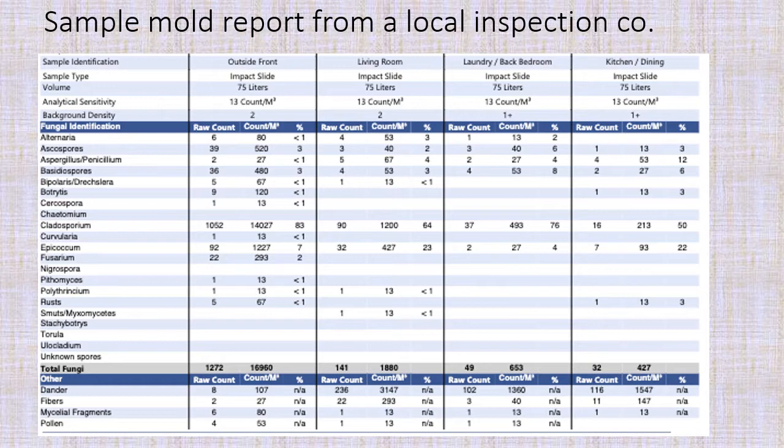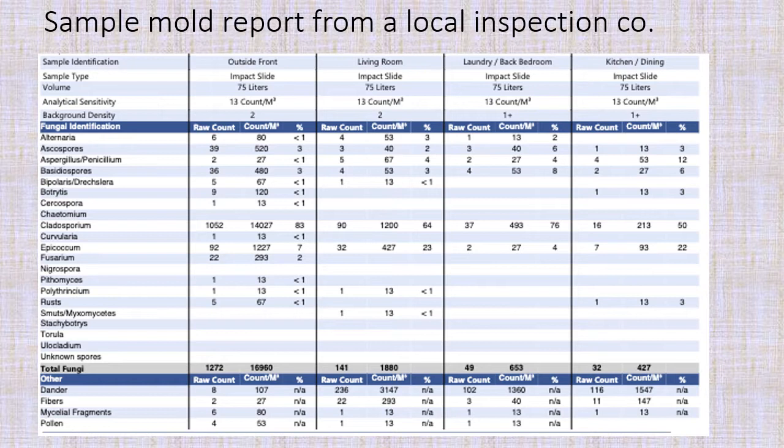So I find them to be very honest and very thorough. They spend 5 to 8 hours in the person's home looking everywhere first before they set up the air samples. And they will not set up air samples if they don't have a high suspicion that there's mold there. So anyway, if you look at the top, it shows you which room they've collected in. This person on this slide had the outside front, living room, laundry, back bedroom, and kitchen and dining room done.